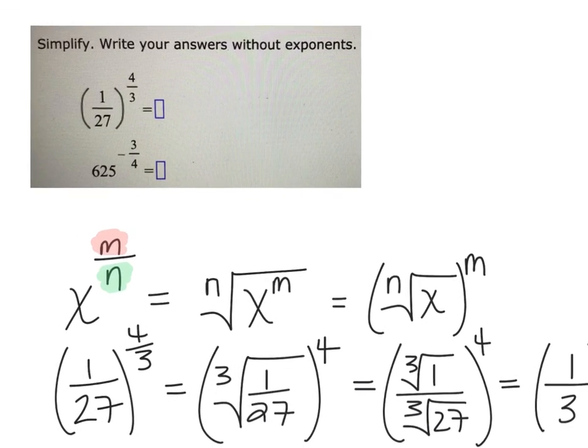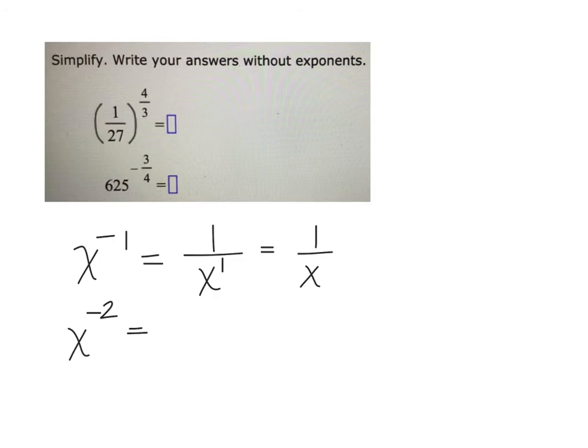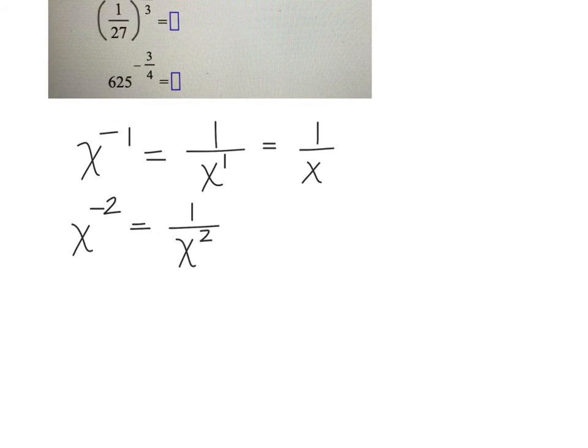Let's take a look at the second example. Now the second example has a fractional exponent, but it also has a negative exponent. So this requires that we remember another property of exponents, which is what happens when we have a negative exponent. So x raised to the negative 1st power turns into 1 divided by x to the positive 1 power, which we just write as 1 over x. So if I had x to the negative 2 power, that becomes 1 over x raised to the positive 2 power.